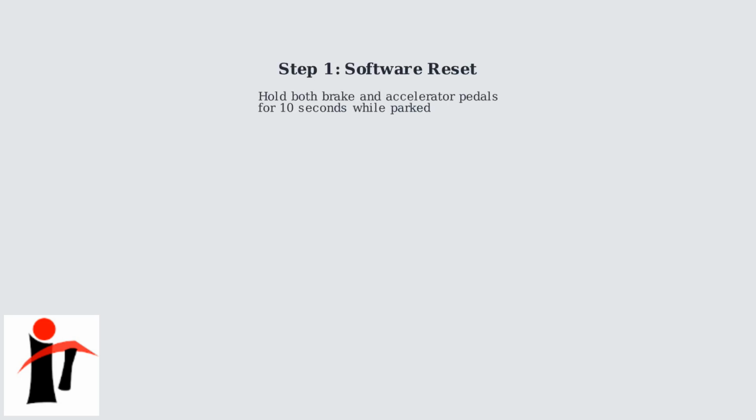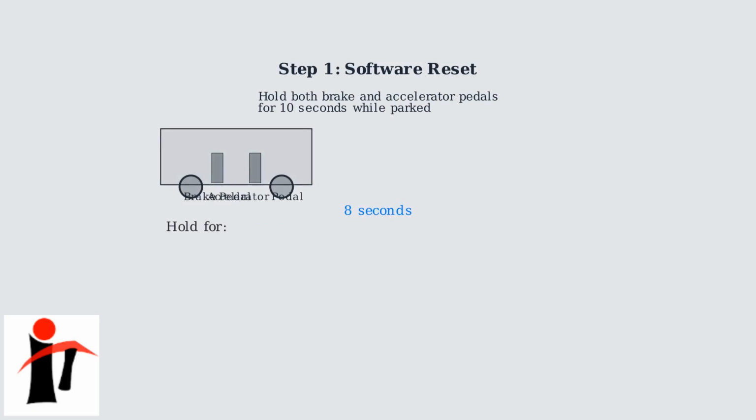Tesla's Service Bulletin SB20-01 addressed initial software-related problems through diagnostics and updates. First, try a simple software reset. While parked, hold down both the brake and accelerator pedals for 10 seconds. This can often resolve minor software glitches affecting the USB ports.